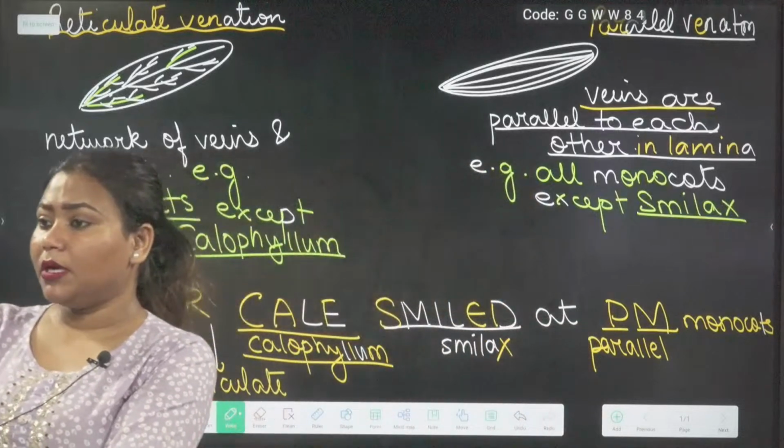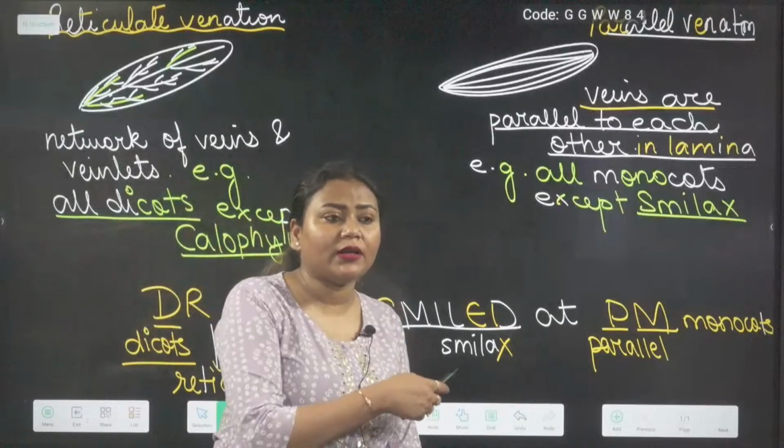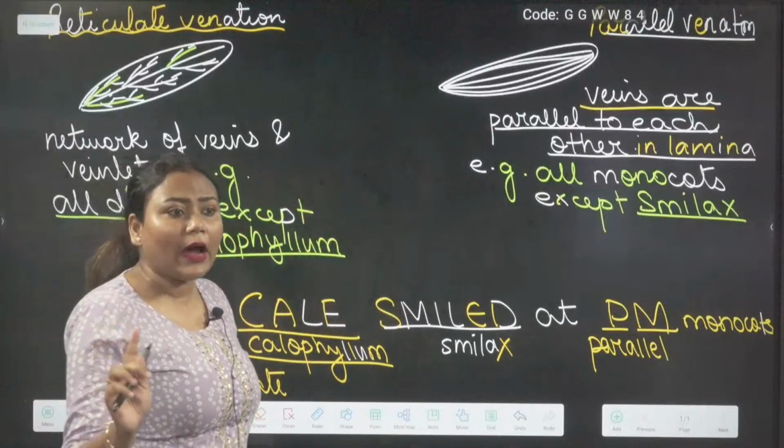Have you understood this? Parallel venation, reticulate venation. Okay? Now, what is the next?